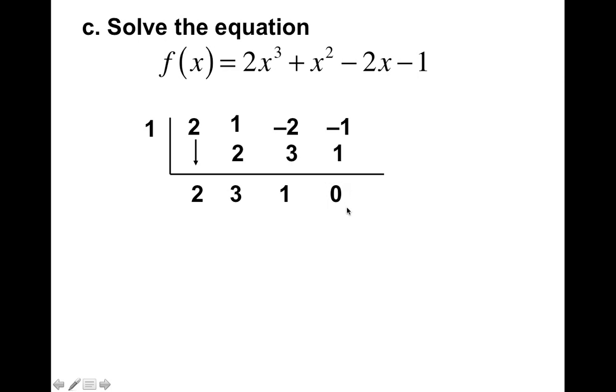Notice you should always end up with a 0 as your remainder because we picked a number that we knew was a factor. So we're going to write this now as a decreased power from x cubed. So instead of it being x cubed, this is going to be 2x squared plus 3x plus 1.